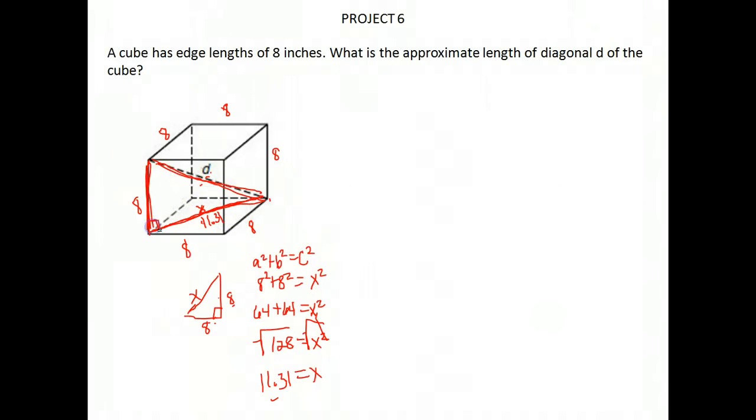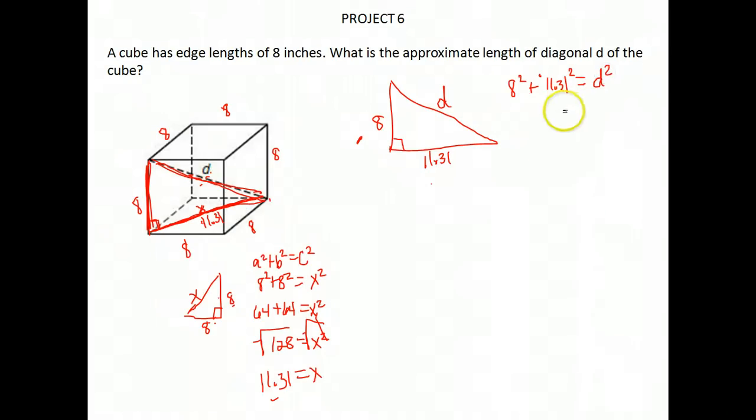Okay, so now I can redraw this triangle and look for my D. I have a leg 8, a leg 11.31, and I'm looking for that diagonal. So I'm going to draw that triangle here. I have 8, 11.31, and I'm trying to find this diagonal D. Again, I'm going to use the Pythagorean theorem. Leg squared, one of my legs was 8, plus leg squared, the other leg was 11.31, equals the hypotenuse squared. My hypotenuse was D. 8 times 8 is 64. 11.31 squared is 127.9.